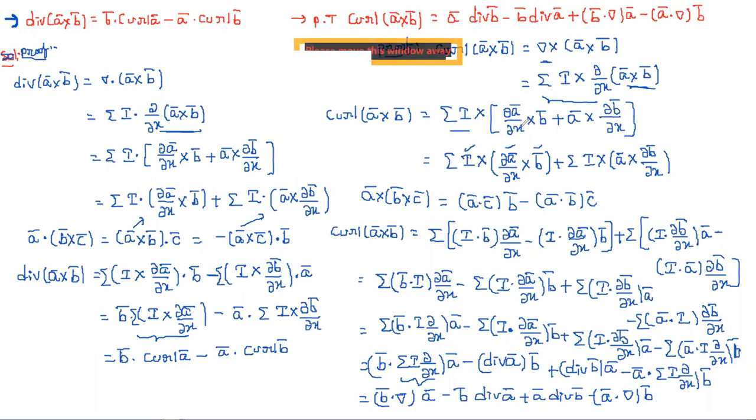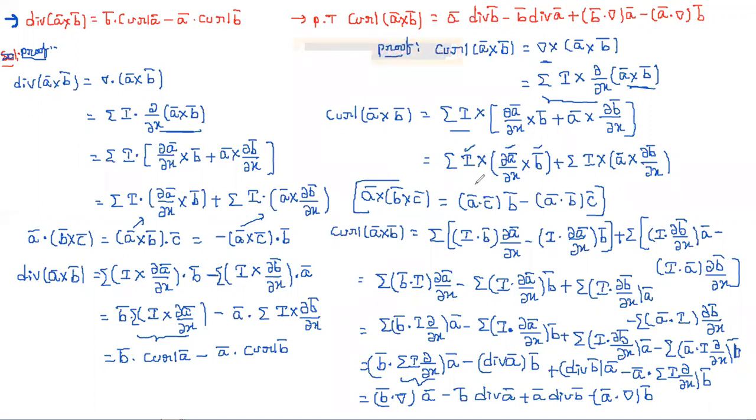So I applied i cross, dou by dou x of a bar cross b bar formula, and I multiplied it for the terms inside. After multiplying, what we got is summation i cross dou a bar by dou x cross b bar, plus summation i cross a bar cross dou b bar by dou x. And next, simply we apply this formula. This is the formula we applied for this one as well as this one.